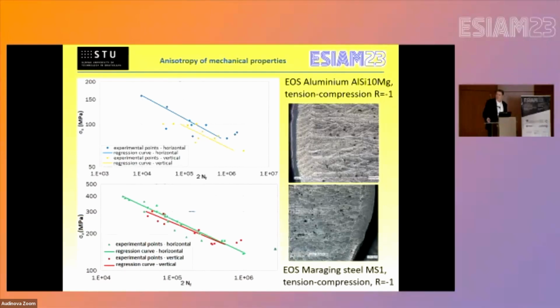Also, these differences depend on the type of AM material, because in another material, for example maraging steel, the difference between build orientations in fatigue properties is relatively not so significant. It is a little bit different, but not so significant. That depends on some other factors, like the ductility of the material, whether this anisotropy is so significant or so small.